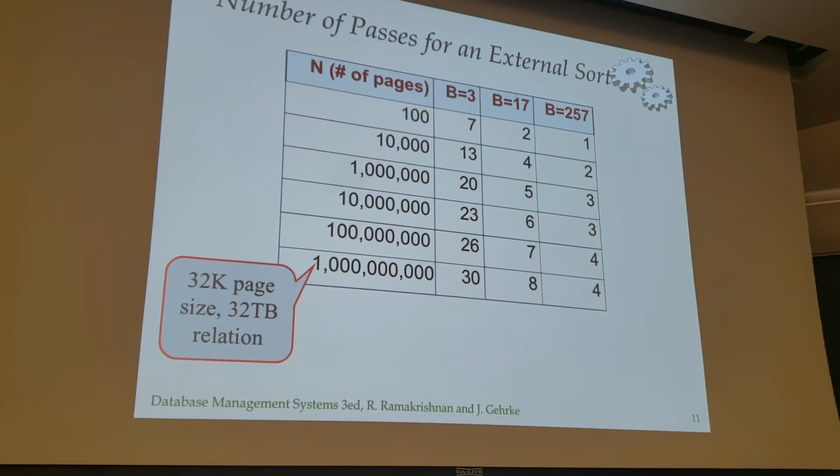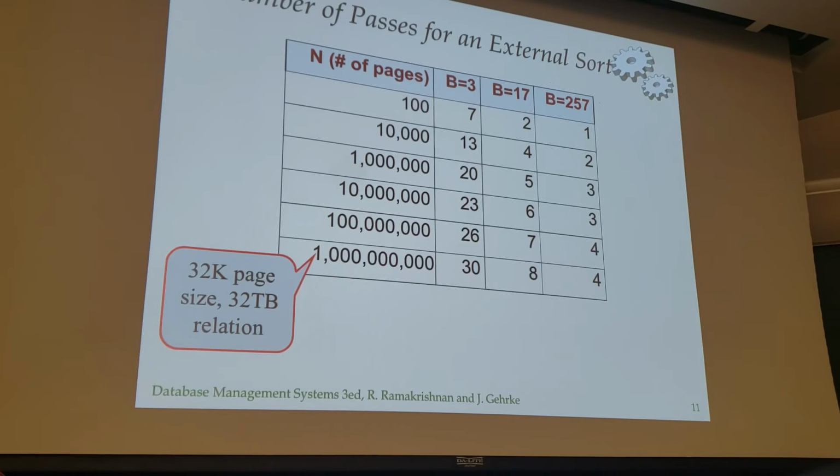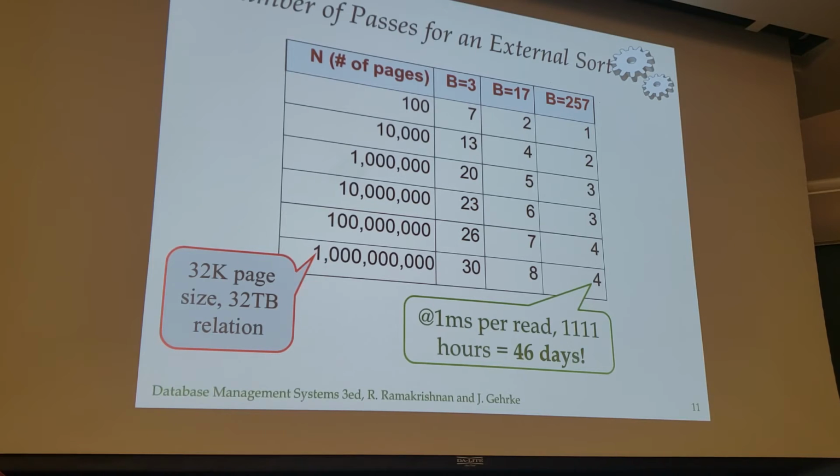So if you were operating, let's say, with a 30K page size, then this would mean that you've got a 32 terabyte relation. And yeah, people sometimes try to sort things that are really that big. If you're operating with B equals 257, if it took, which it doesn't, it's a lot smaller than that, if it took 1 millisecond to do a read, that would end up taking over 1,000 hours, not quite 50 days, 46 days, if you assume that.